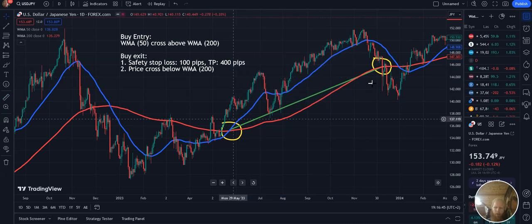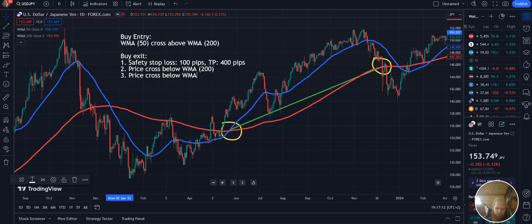So I wanted to show you the first exit, and we have a second exit rule as well as far as the dynamic exits go, and it is when the price is crossing below the 50 WMA for the third time. These are the rules.